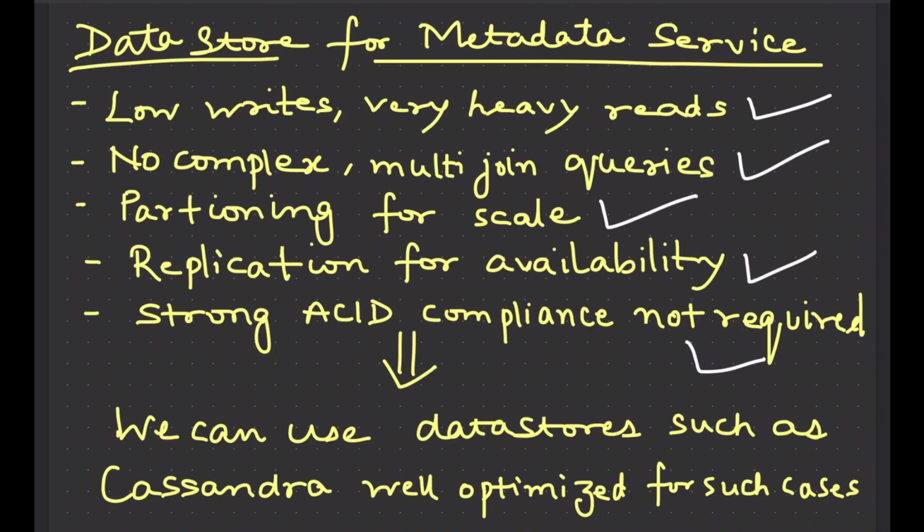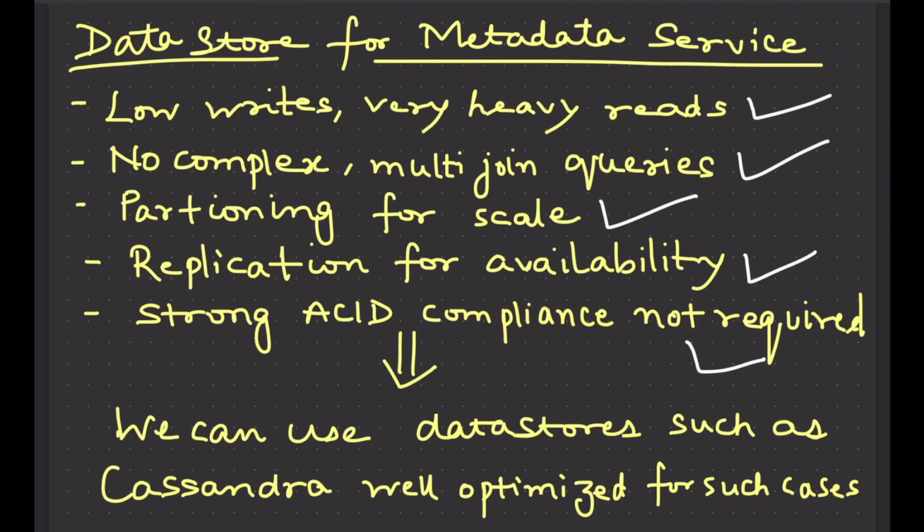So what do we realize after going over all these requirements? We clearly see that we don't really require the things which relational DBs are famous for, like complex multi-join queries and strong ACID compliance. But we see the strong points of NoSQL, or better to say document databases, for example: low writes and very heavy reads, they can occasionally handle a high spike in write operations, and they support partitioning as well. You can partition it, or shard is the other word used for that, and replication is also supported.